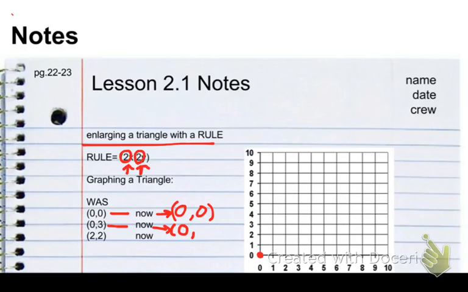But what's 3 times 2? Because remember, I'm applying this rule. I get 6. So now my new point, it was (0, 3), now it's (0, 6). So I'm going to go 0 across, up 6. And then, for my last point, 2 times 2 is 4, and 2 times 2 is 4. So I go 4 over, 4 up.